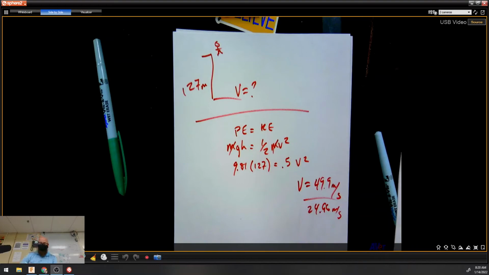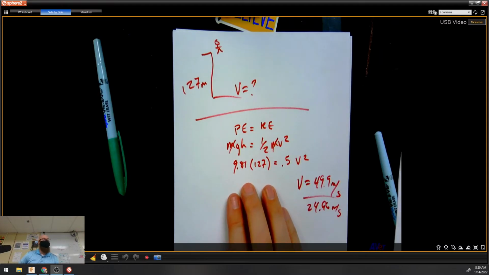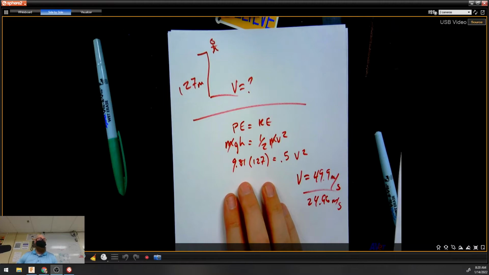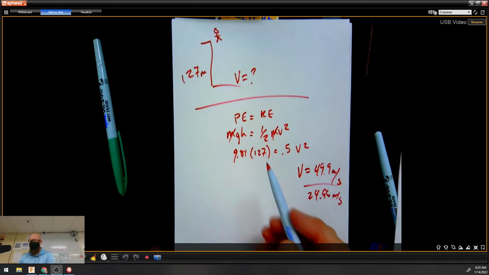Here's the question. You got two possible answers, 49.9 or 24.96. Did anyone get 24.9? Close. You did one small algebra mistake. Look, everybody look at the screen. This is the most common mistake on this problem, because you'll see this again.